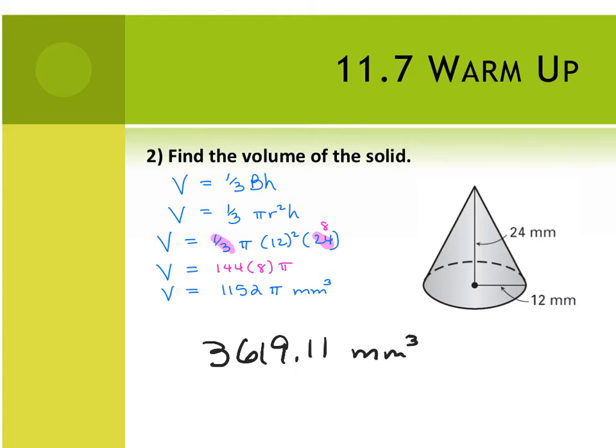On the test, just read the directions. If it says leave in terms of pi or leave exact, then you would give it as this. If it says round to a certain number of decimal places, just round to whatever they say.